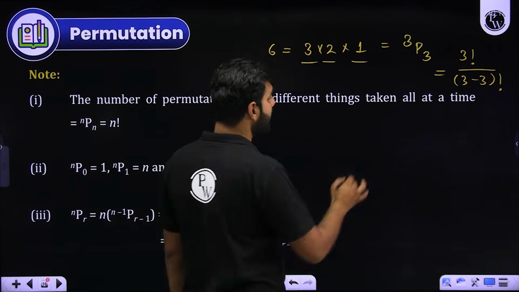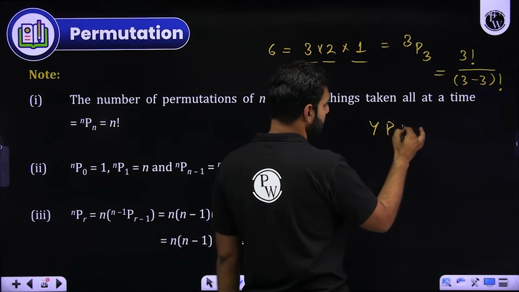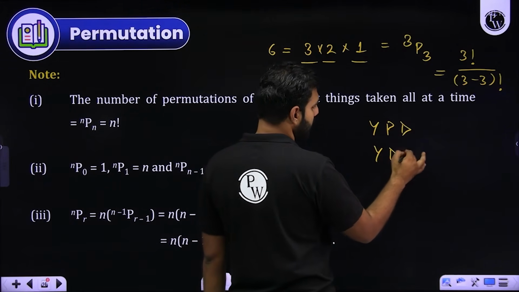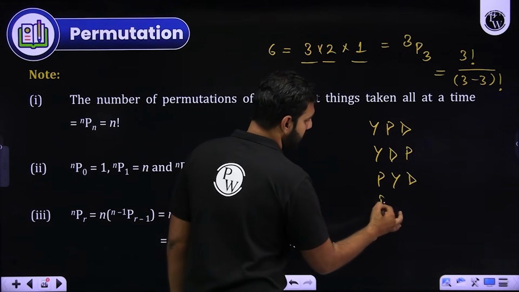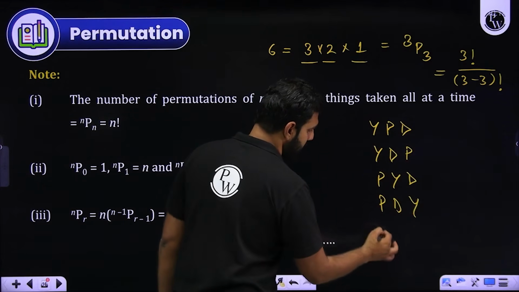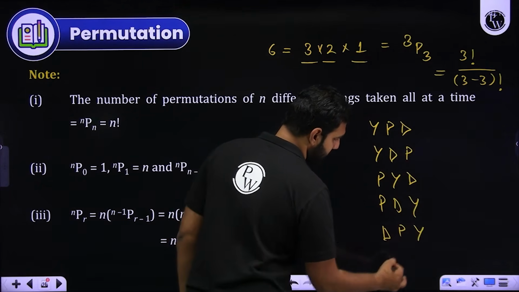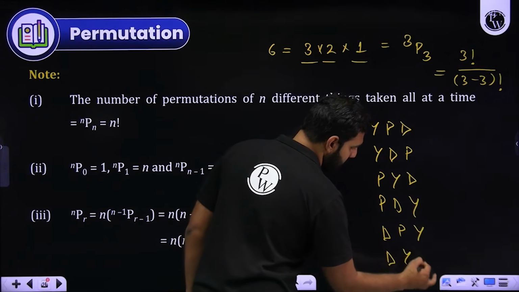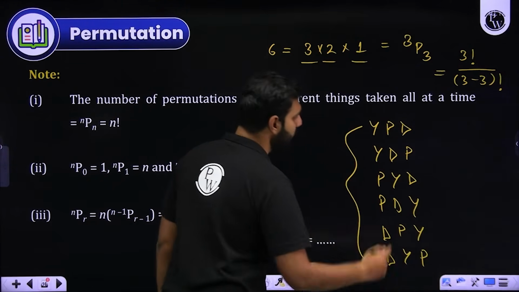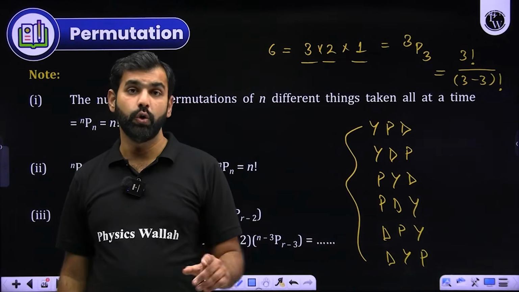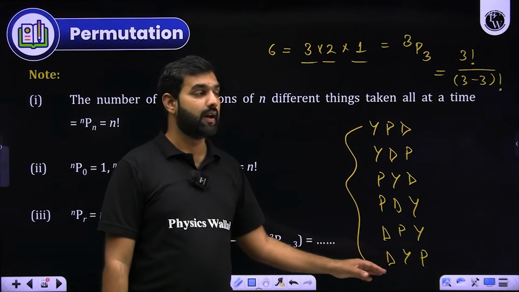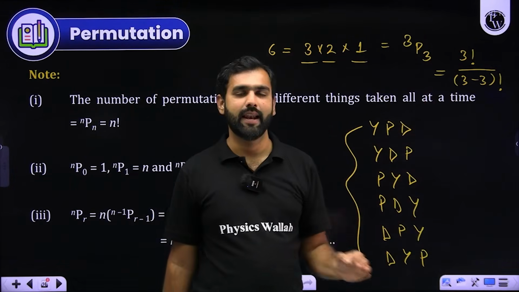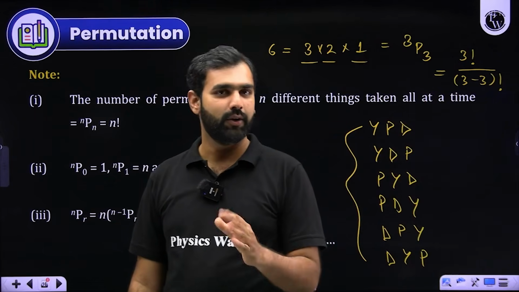If you are getting confused, let's say Yash, Pratik, Deepak; Yash, Deepak, Pratik; Pratik, Yash, Deepak; Pratik, Deepak, Yash; Deepak, Pratik, Yash; Deepak, Yash, Pratik. So these are those 6 scenarios. Although the advantage of P and C is that you need not calculate them manually. Rather, you can do it like this and get your results very easily. Did you get that part?